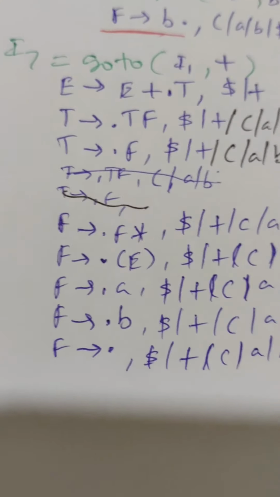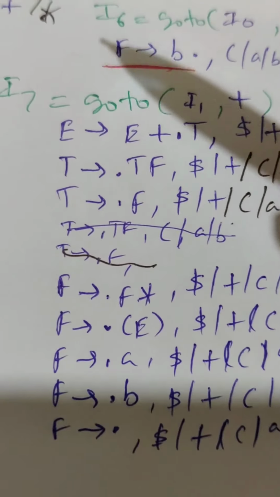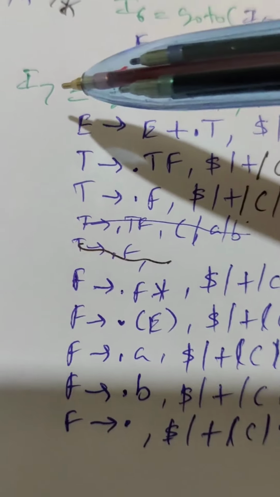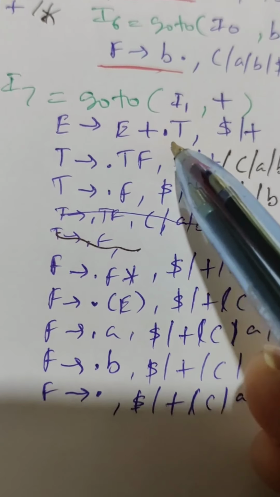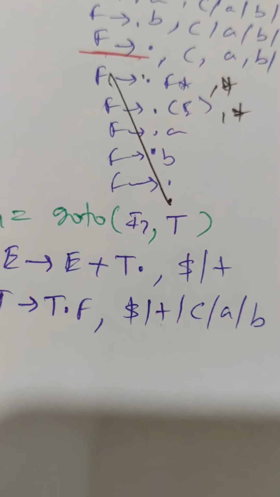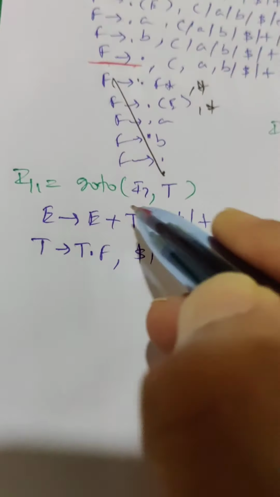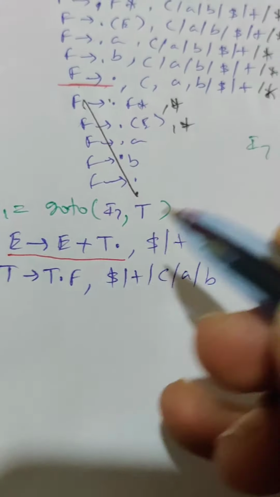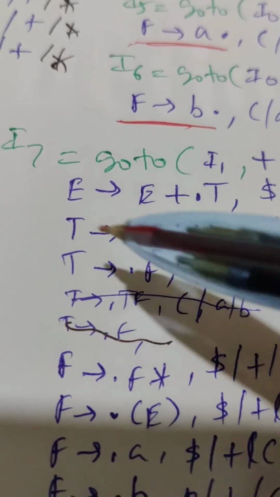Now as we discussed just now, the next item is item number 11, which will be I7 comma T: E goes to E plus T dot, lookaheads dollar and plus. So that's how this finish rule is going to be. So let's mark this as a finish rule now. Okay, now next I7 has got one more T, so T goes to T dot F.